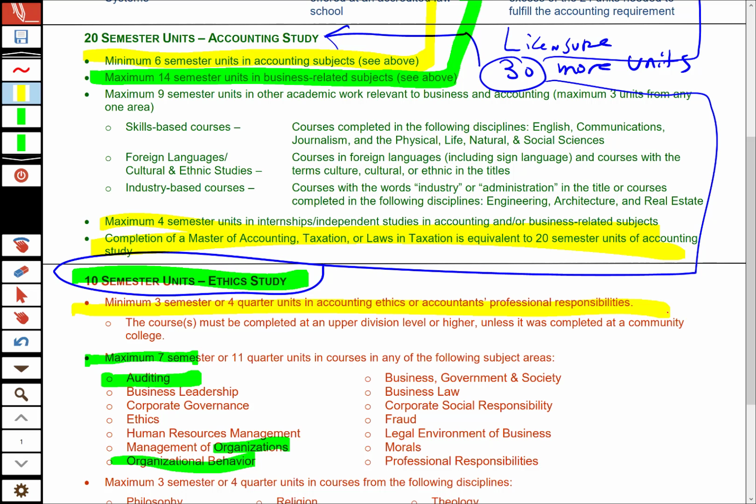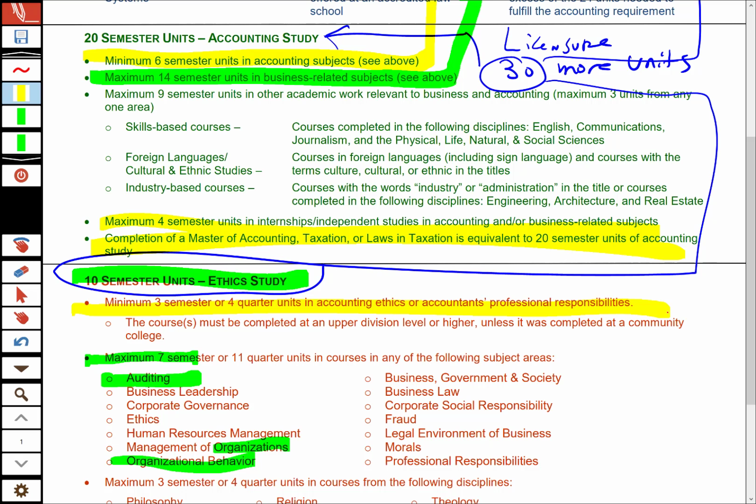Okay? Wait, so if you're not gonna take the accounting ethics class, just like business law, that wouldn't qualify for that? No, you have to take the accounting ethics class. You must have 3 units of that. You can get up to 7 units in classes like auditing, business law, that sort of thing, but you're capped at 7. To round out the 10, 3 units must be the accounting ethics class. That's why Golden Gate makes you take it.